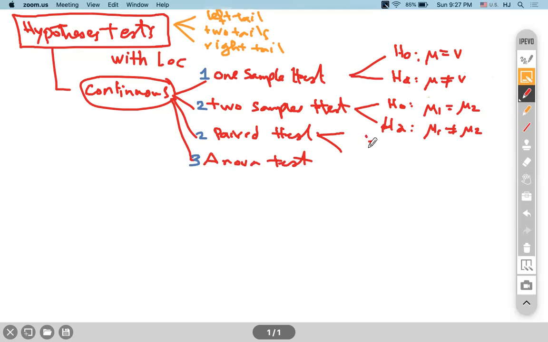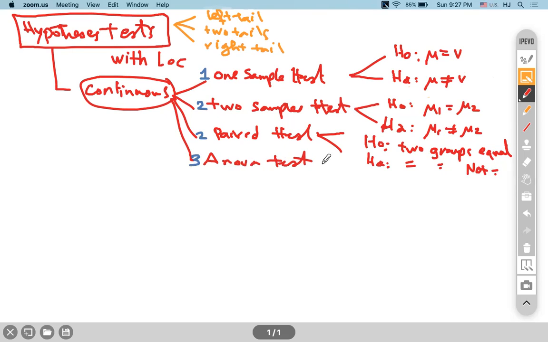So with a paired group, we have a similar null hypothesis. We can just say these 2 groups or 2 variables are equal, which means the mean of the first one equals the mean of the second one. The alternative hypothesis will be that these 2 groups are not equal, which means the mean of the first one is not equal to the mean of the second one.